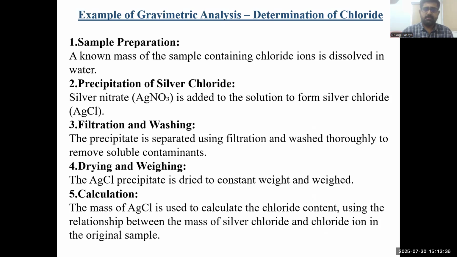Filtered and washed with suitable solvents to remove the contaminants. Then the precipitate is thoroughly dried, right? And the weight is taken accurately. And from that basis, you can calculate how much mass percent of the silver as well as the chloride ion have been precipitated together and how much chloride ion was present in the original sample of the water, right?